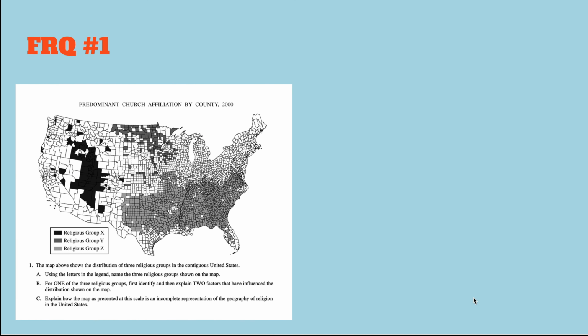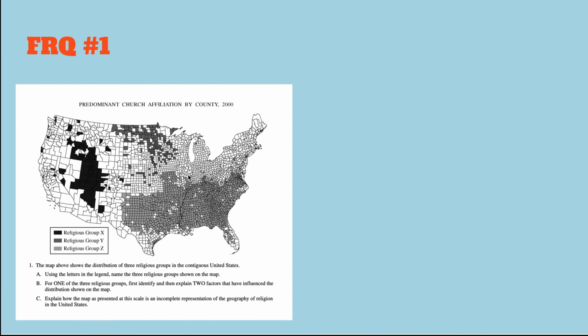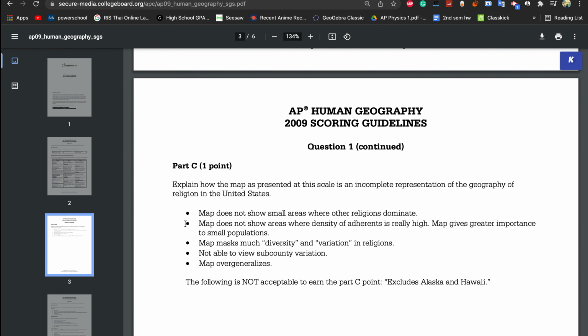Now let's look at part C. Explain how the map as presented at this scale is an incomplete representation of the geography of religion in the United States. Well, this is probably the easiest question. In the map you only see three religious groups, but is that all? Are these all the religions in America? Well, no. In America there are many kinds of religions, and this map is only showing three of them, which is one of the reasons you might say it's incomplete.